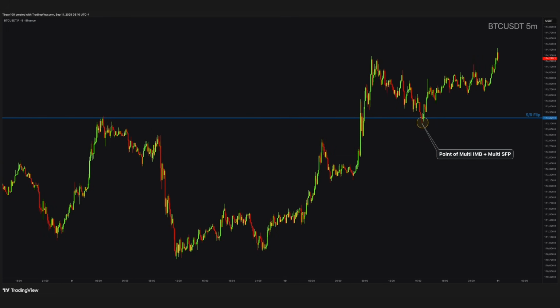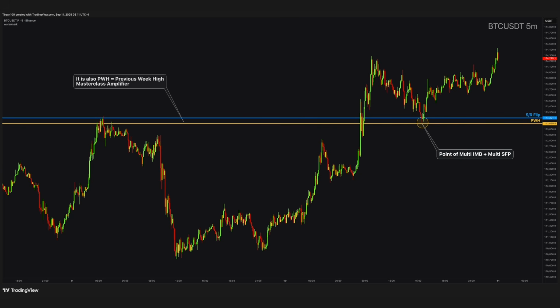Now, when we look at this SR flip area, the picture becomes very clear. Right here, you can clearly see a multi-imbalance and multi-swing failure point coming together. But it is not just the SR flip area. It also acts like a powerful amplifier because we have the previous week's high sitting right there as well.